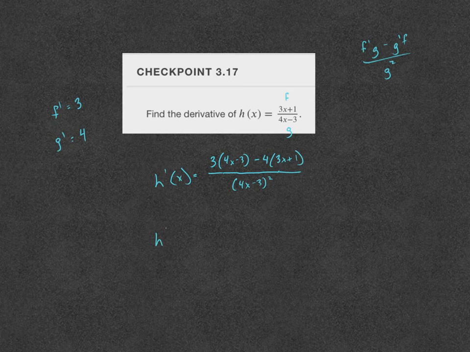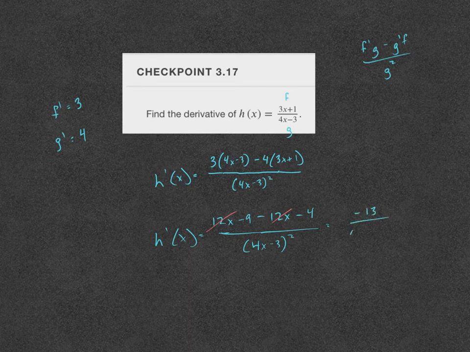So I'm going to rewrite my h prime, distribute the 3 into the first parentheses, 12x minus 9, distribute a negative 4, don't lose the negative, into the second parentheses, negative 12x minus 4. That negative 4 distributes to both terms. And then that's divided by 4x minus 3 squared. All right, we can clean this up a little better. 12x minus 12x is gone. Negative 9 minus 4 is, let's see, that should be negative 13 over the quantity 4x minus 3 squared.